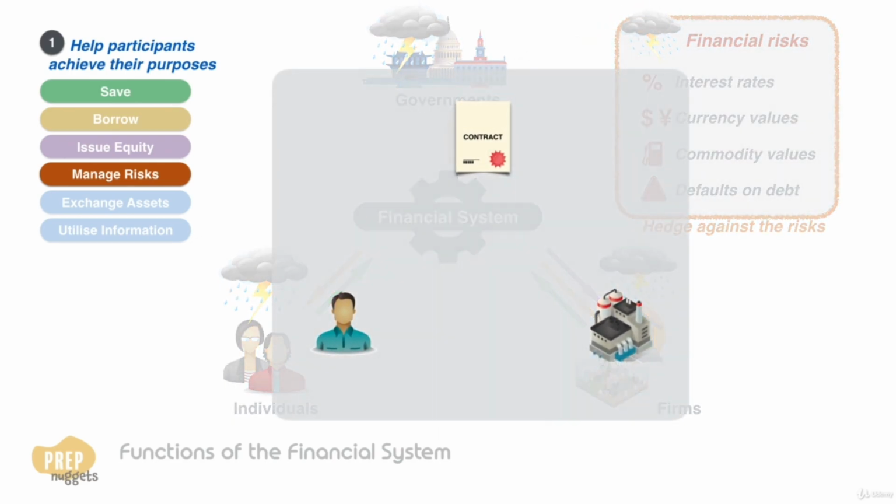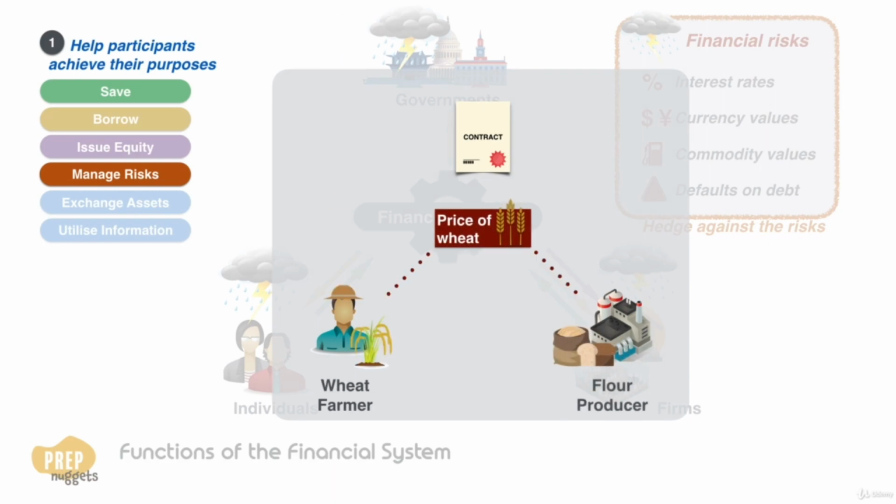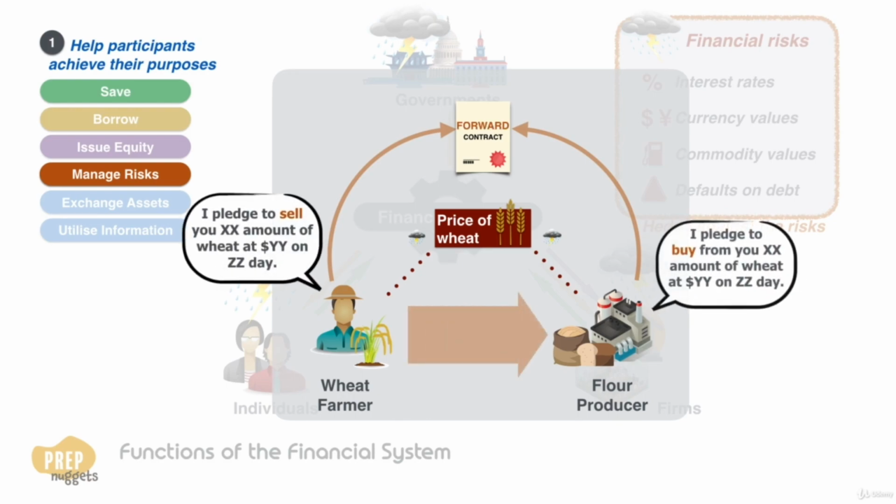For example, a wheat farmer and a flour producer both face risks related to the price of wheat. The farmer's risk is that prices will be lower than expected when his crop is ready for sale. The flour producer fears that prices will be higher than expected when he has to buy wheat in the future. They can both reduce their risks if they enter into a forward contract for the farmer to sell to the flour producer at a future date at a fixed price. As such, both parties are not subject to the market price of wheat for this batch. This removes uncertainty about future prices for both parties.